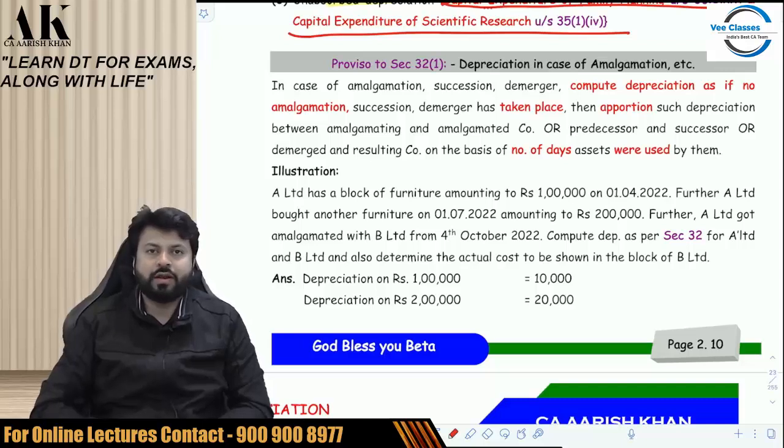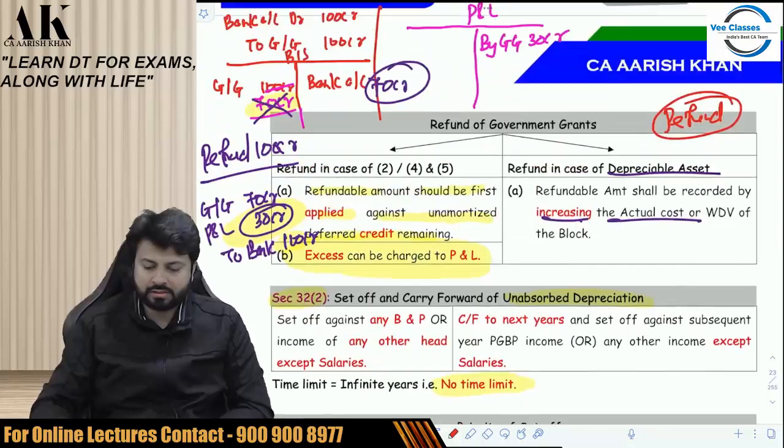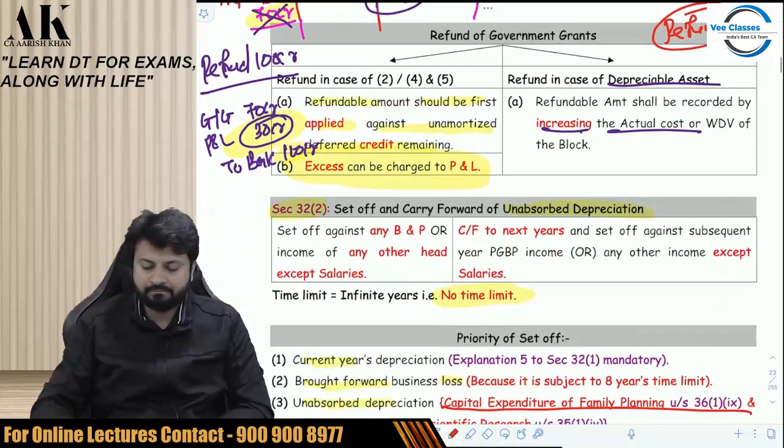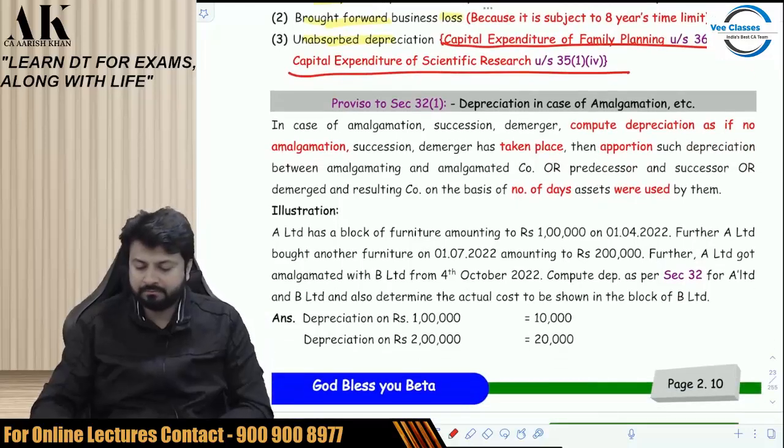So let's go ahead with the next part of the discussion of depreciation which we left in the last lecture. In the last lecture we did the discussion till unabsorbed depreciation. Okay. So let's go ahead with the next one now.